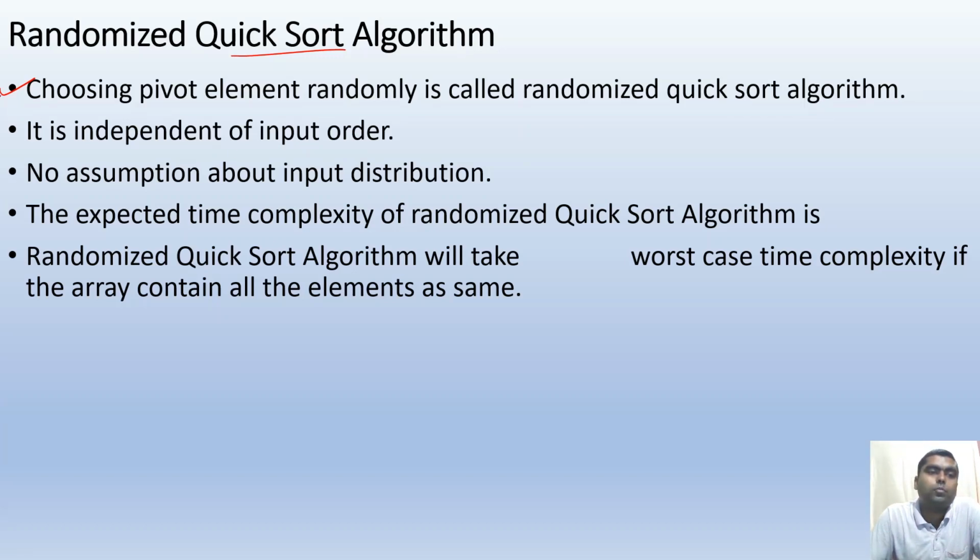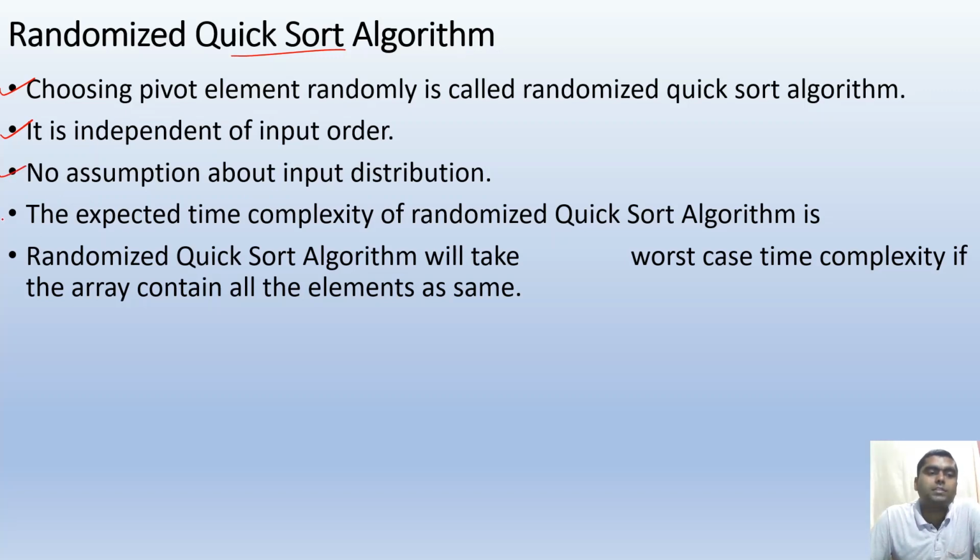So one more beautiful point, that it is independent of what? Independent of input order. Your input order can be anything, whether in ascending order or descending order, but you have to choose randomly. So the probability is high that the list will be divided in some halves or n by 4, 3n by 4, something like that. Okay, n-1 division is very rare. So no assumption about input distribution.